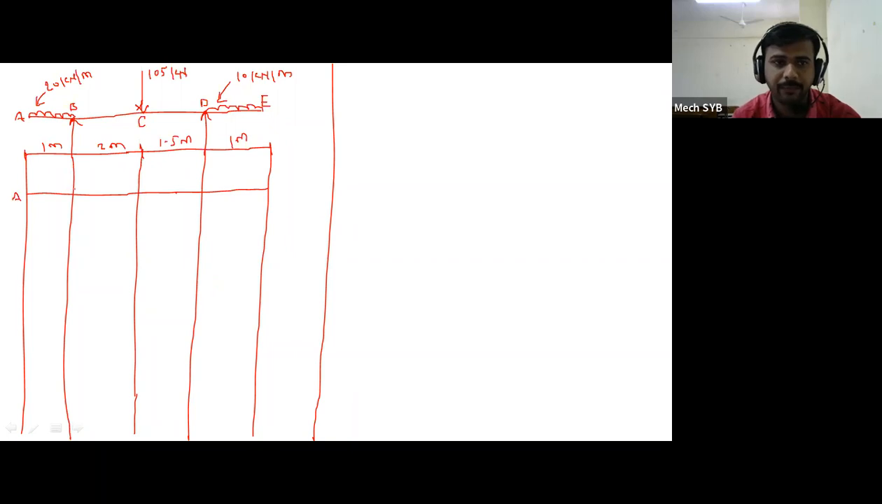These are the points. This is point A, this is point B. At point C, it is subjected to a point load of 105 kilonewton. Then this is point D, and this is point E. B and D are the supports, so here I will represent the reaction RB. At point D, once again, this is the reaction RD, and then the distances.